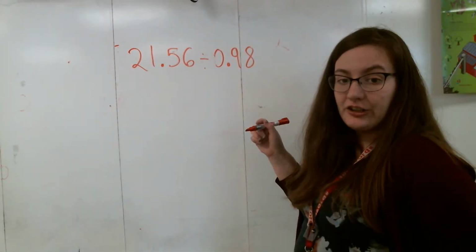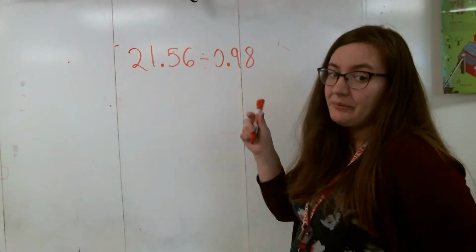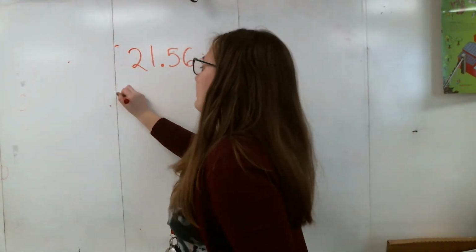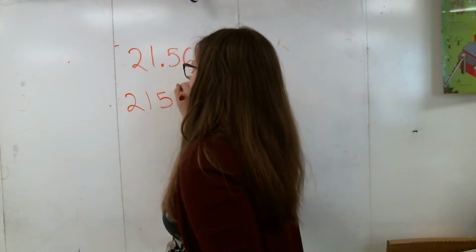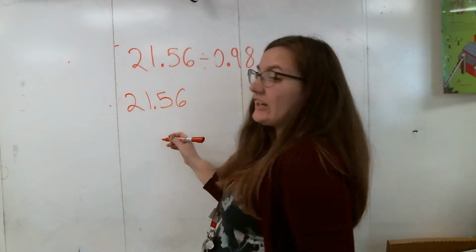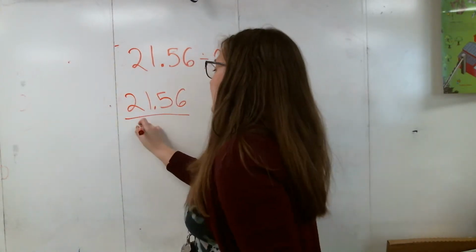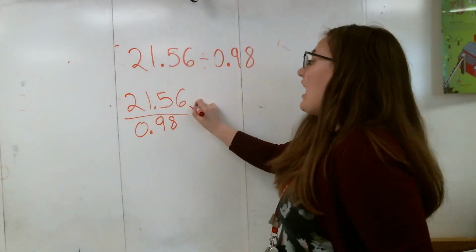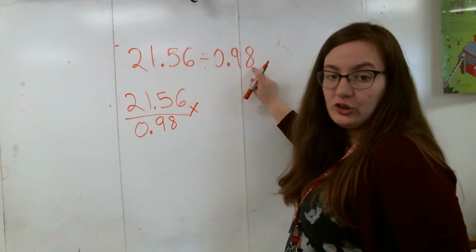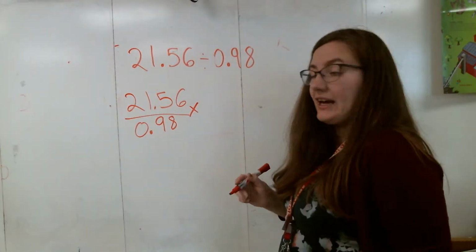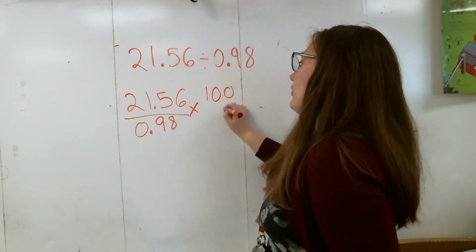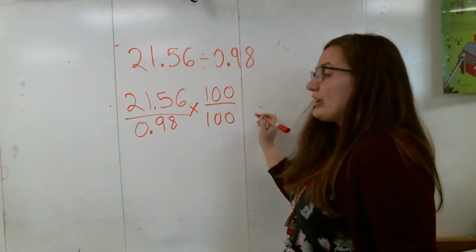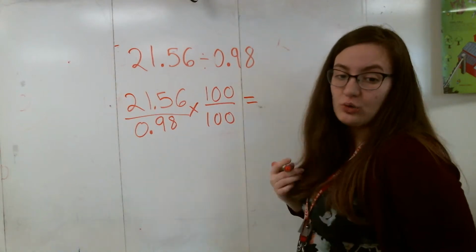All right, by now you should have done this problem, and if you didn't, please go back and complete it. So first we're going to write this as a fraction. I have 21 and 56 hundredths all over 98 hundredths. Now, since I am in the hundredths place for the number I'm dividing by, that means I'm going to multiply by 100, and then I will get the fraction that I'm going to divide to get my final answer.